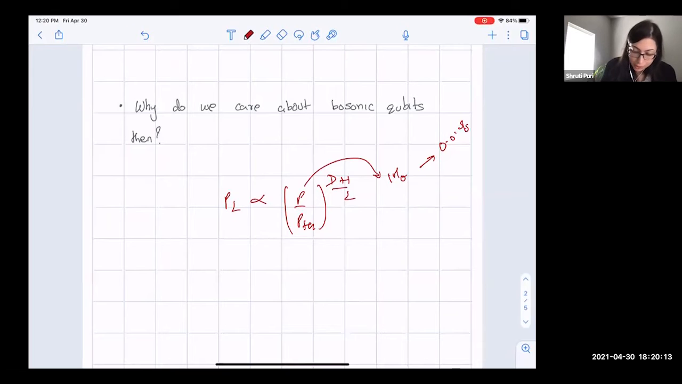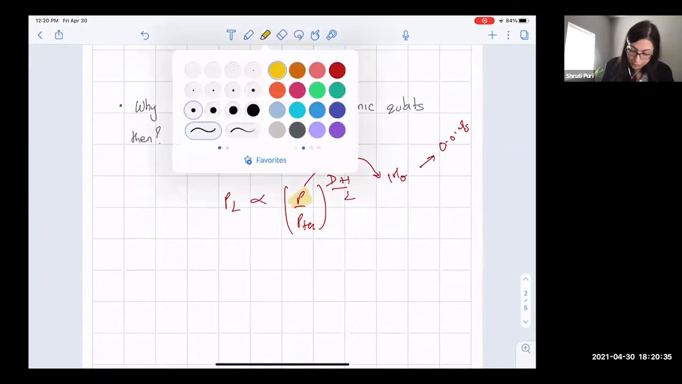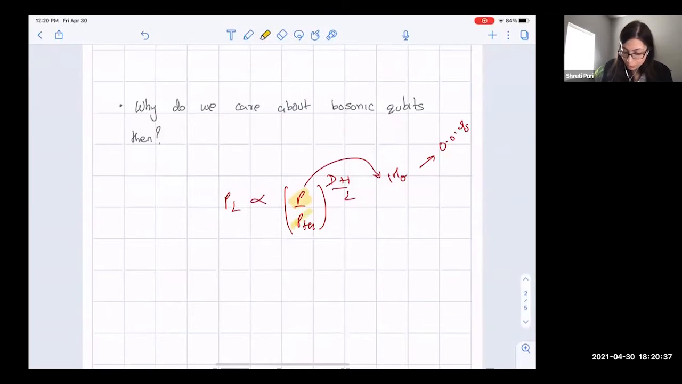The other thing that you can do is, the kind of bosonic qubits that I'm going to talk about today, the idea with them is mainly to decrease this numerator. There's also ideas where you can use the properties of the bosonic qubits to increase the denominator itself. So you can either decrease the numerator or increase the denominator.